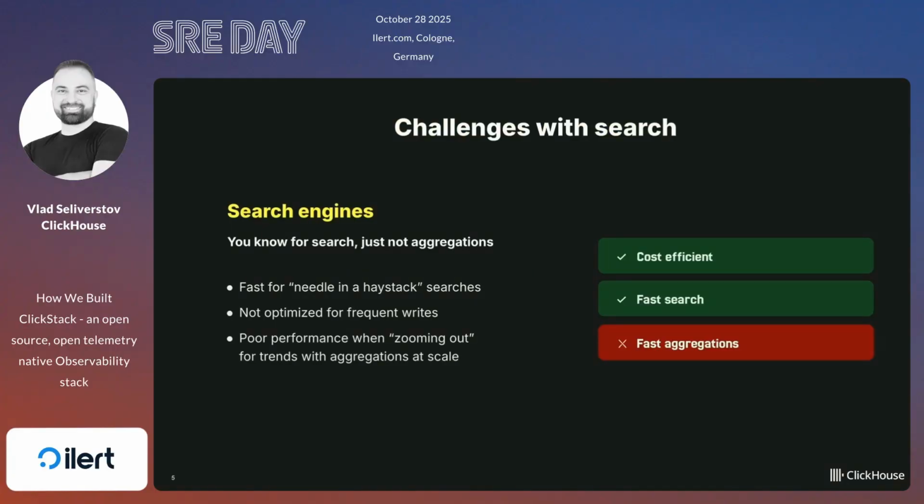Let's talk about search. Elasticsearch is one of the classic databases for log search, and there are a number of databases like it. Elasticsearch brought inverted indices and full text search into the observability space, essentially democratizing log indexing and making large-scale search more accessible.